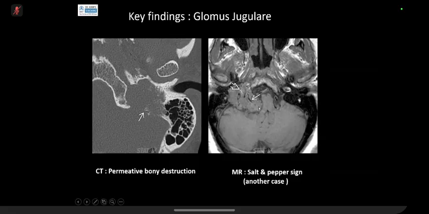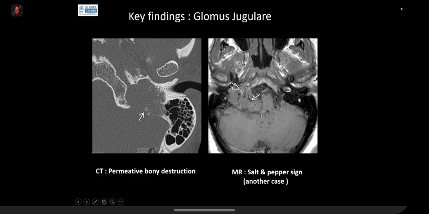These are extremely vascular tumors. And on a T1 weighted pre-contrast sequence, we have got the salt and pepper sign, where there can be small hemorrhages or slow flow in the vessels, and high flow in the vessel is low signal. So this is the salt and pepper sign. So these are two different cases. This is permeative bony destruction. It is a key sign which will differentiate it from a schwannoma.